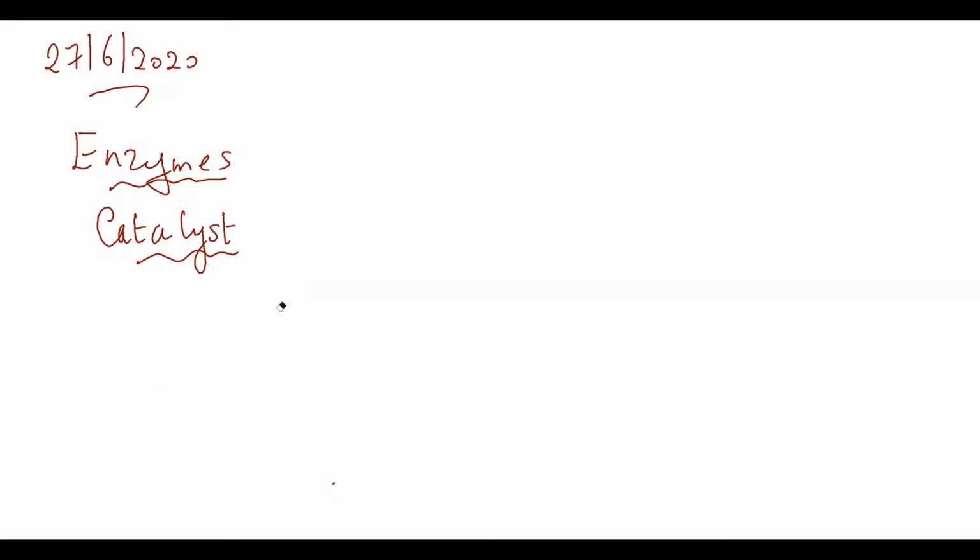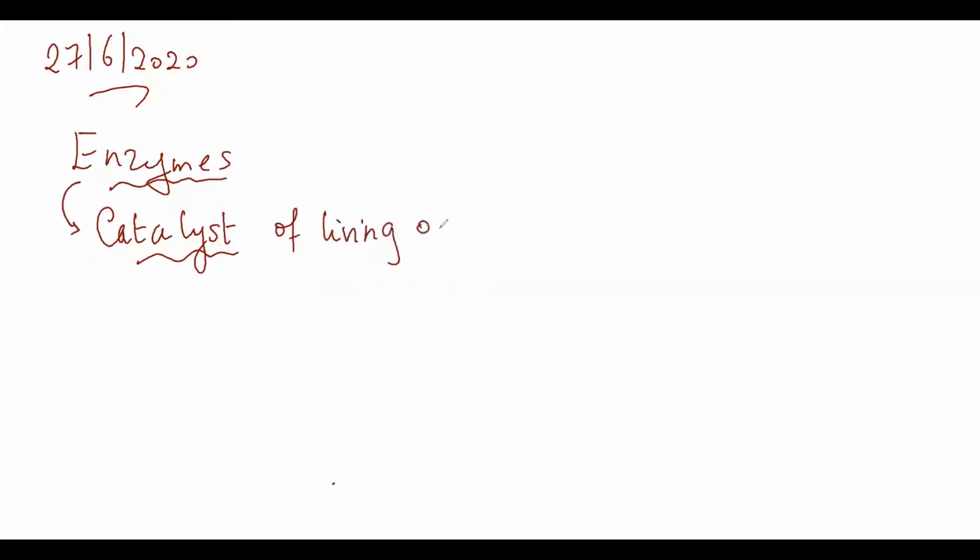A catalyst is a chemical that speeds up a chemical reaction, but it does not take part in it. It means that if I added a certain chemical to speed up the chemical reaction, this chemical will not be used up in the chemical reaction. The enzyme is a catalyst, but in living organisms.